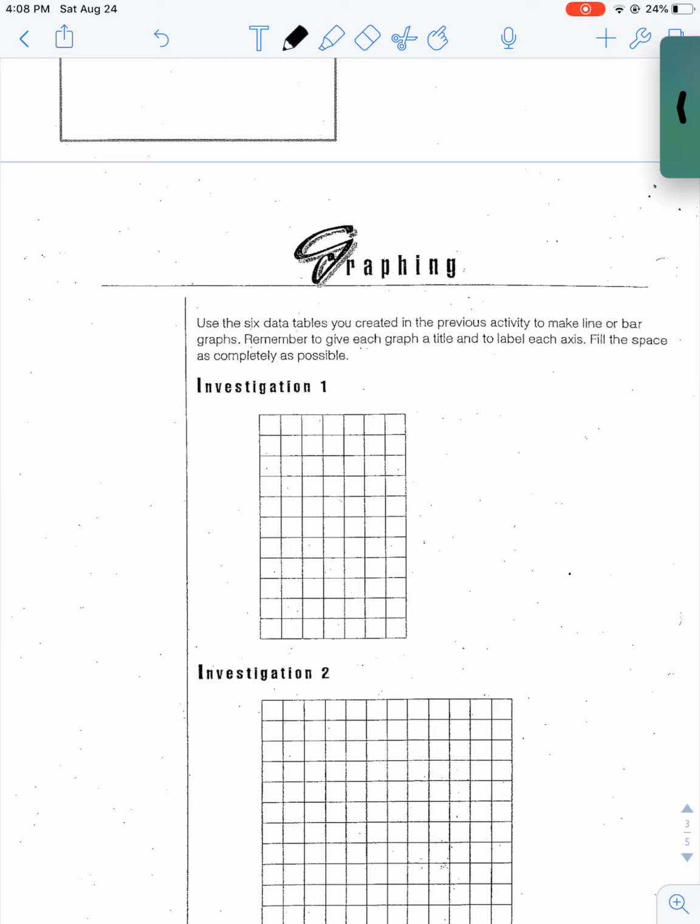So my directions say to use the 6 data tables you created in the previous activity to make a line or bar graph. Remember to give each graph a title and label each axis. Fill in the space as completely as possible. All right, so for investigation 1, we looked at plant growth over time.